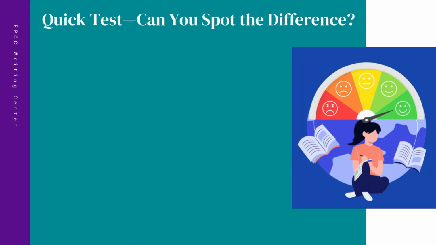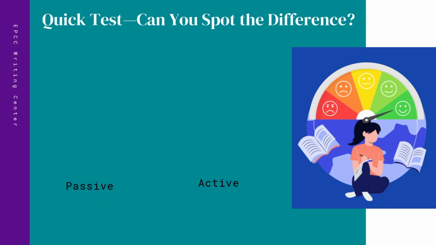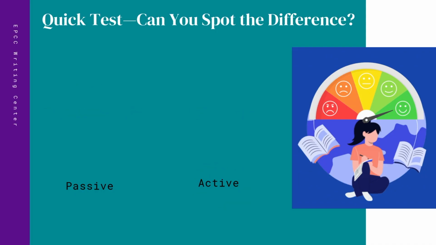Quick test. Can you spot the difference? Let's do a few quick examples together. Example 1: "The brakes were slammed on by her as the car sped downhill." Passive or active? That's passive. "Were slammed on" is a giveaway. Now let's flip it. Example 2: "She slammed on the brakes as the car sped downhill." That's active. She's doing the action.